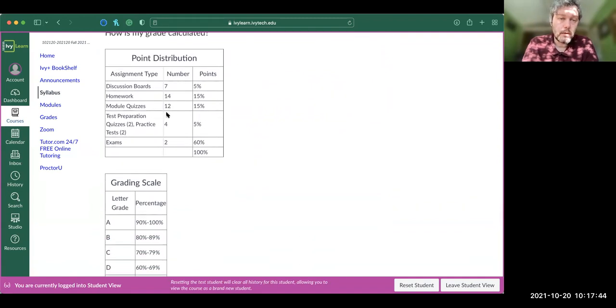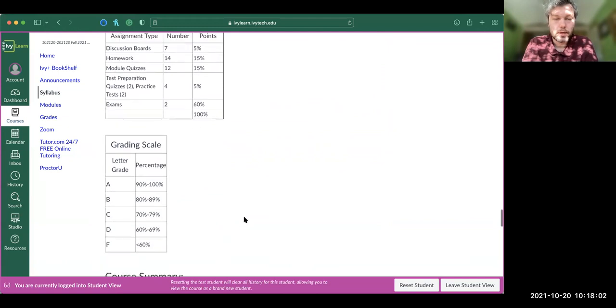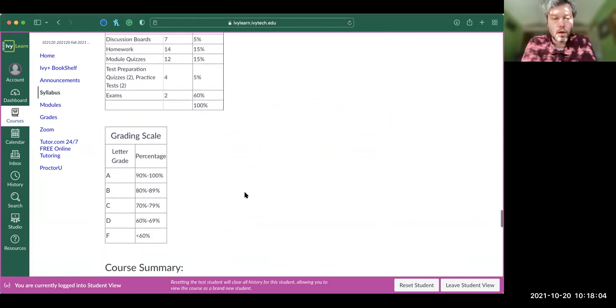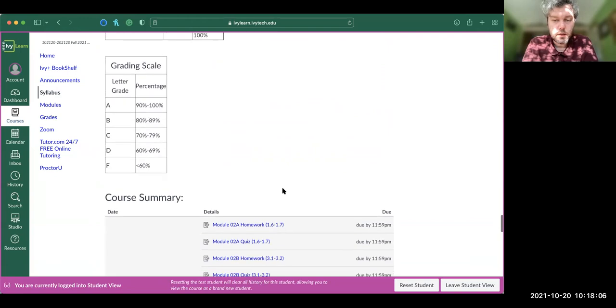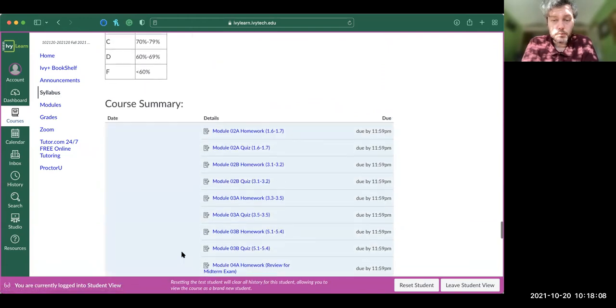This is the grades. This is how your grade will be calculated. The discussion boards will be worth 5% of your grade. Homework is 15. The quizzes are 15. The review exams are worth 5. And the sum of the two exams is 60%, which makes 100%. The grading scale is the normal Ivy Tech grading scale. And at the bottom, you'll just see some due dates.